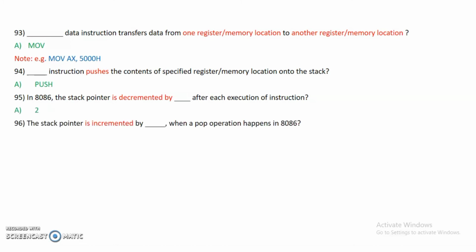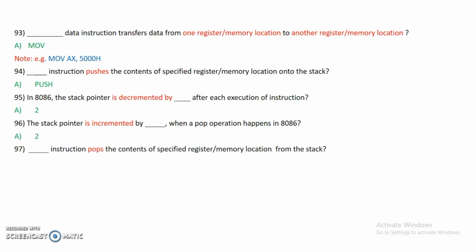Bit number 96. The stack pointer is incremented by dash when a pop operation happens in 8086. The answer will be 2. So whenever you are removing the data, the stack pointer will be incremented. Whenever you are pushing the data, the stack pointer will always be decremented.